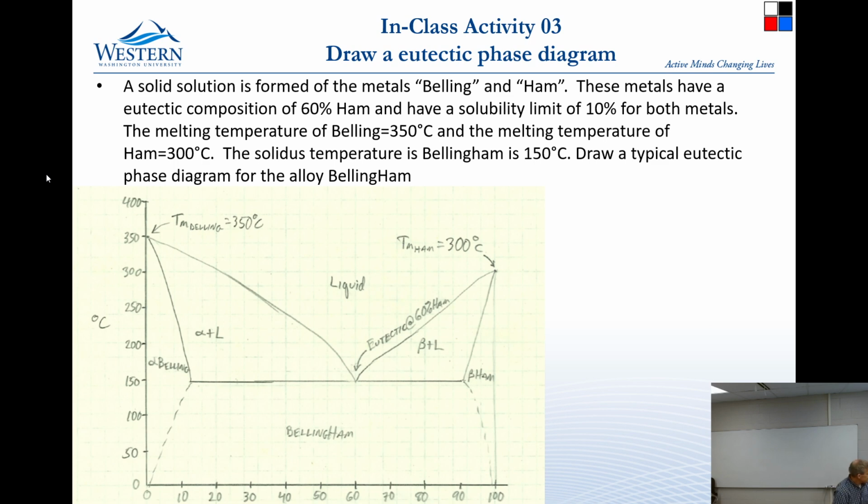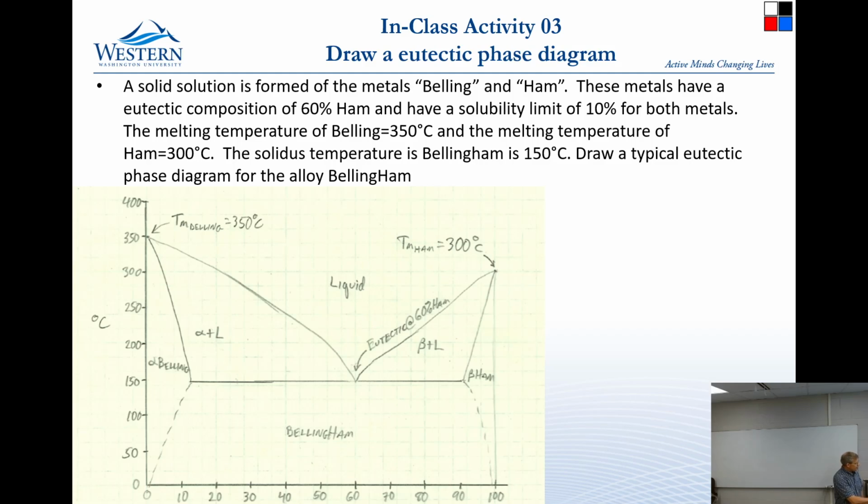So here is an excellent drawing of it. Things that are important to have: the melting temperature of 350 and 300 for those two. You're going to have a solubility limit of 10% on each side. So we have alpha over here and beta on this side, with the solubility limit at 10%.